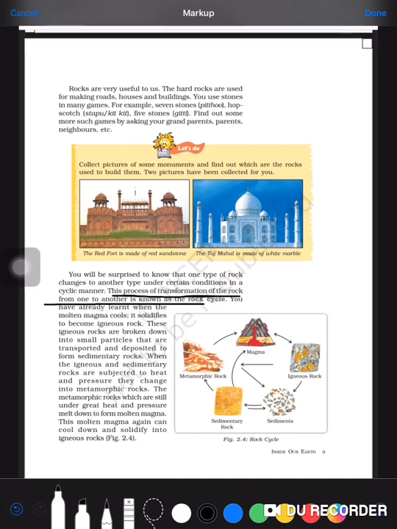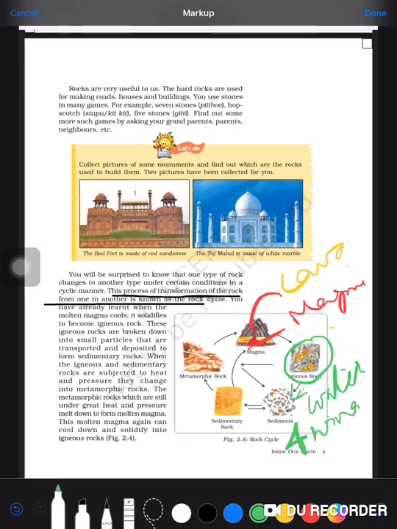When magma is deep inside the earth, it is called magma. When it comes on the earth's surface, then it is called lava. Inside the earth magma, outside the earth lava. In both conditions, when it solidifies, it forms igneous rocks. And with the help of water and wind, due to erosion, the small sediments are transported from one place to another, and then together they form sedimentary rocks.